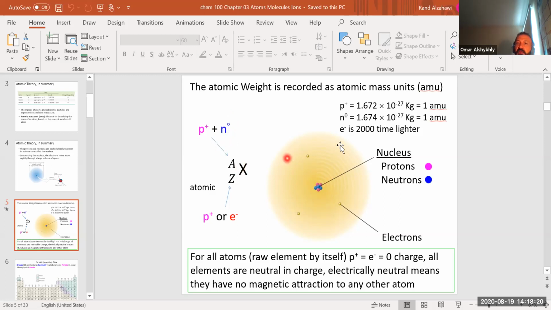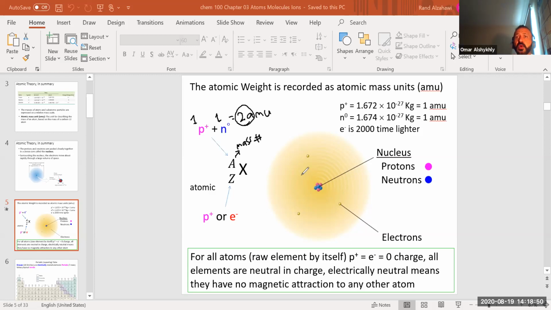Now, of course, each of them represents one atomic mass unit. That means if I have one proton and one neutron, I will have the atomic weight, or the mass number. Here, the mass number will equal 2. What does that mean? Does that mean 2 grams? No, guys. This is 2 atomic mass units, 2 AMU.